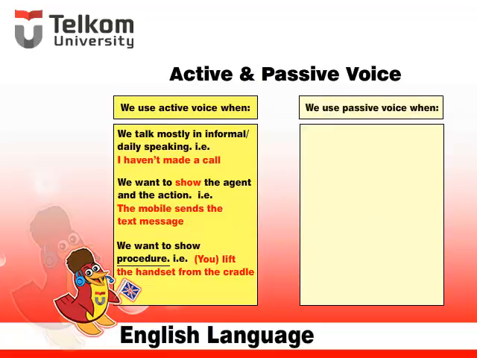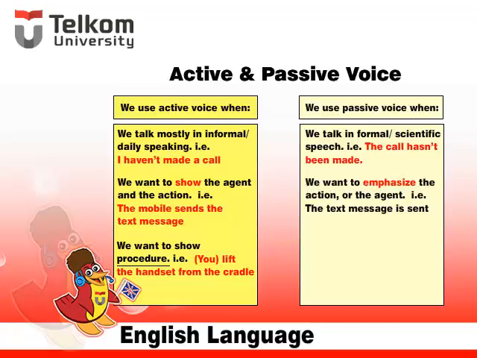Meanwhile, we use passive voice when we talk informal or scientific speech. For example, in the expression, the call hasn't been made. And the next one is when we want to emphasize the actions or the agent. For example, the text message is sent. And the last, we want to show process. For example, in the expression, the handset is lifted from the cradle.